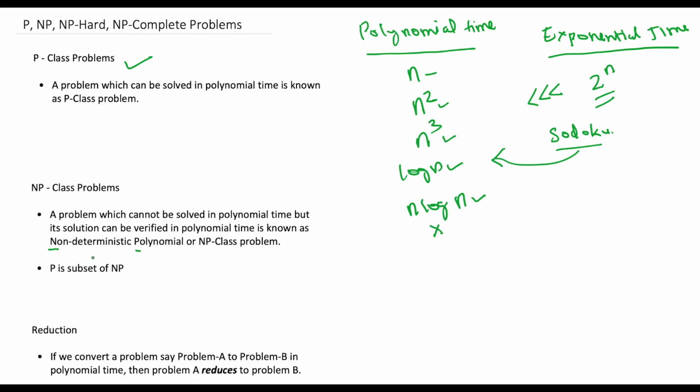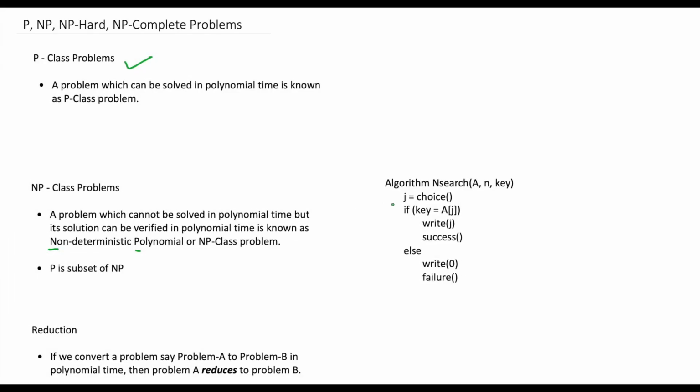Now we will discuss what a non-deterministic polynomial class is. You can see that here I have given an algorithm NSearch, which takes an array of integers and a number as key. Our aim is to search for a key in an array of size n. First we are setting j equal to choice, that is, we are executing a function called choice and it gives me a number, which is supposedly the index of the number that we are searching for. Now we check whether the key is equal to A of j, that is, the number at location j, and if it is true we write the index and call a function called success, that is, we have found that number.